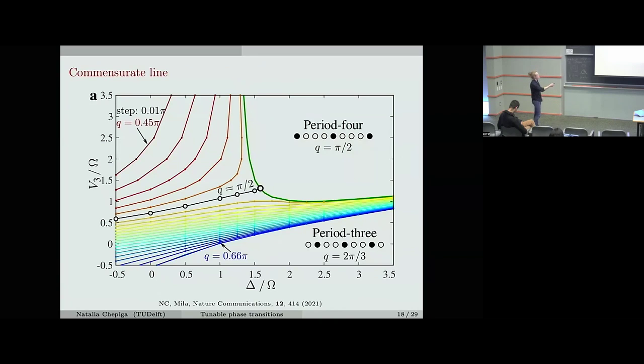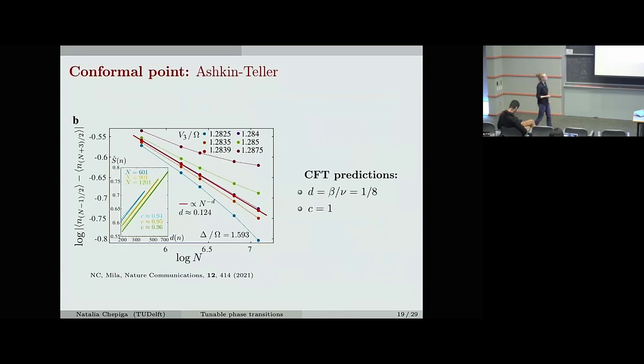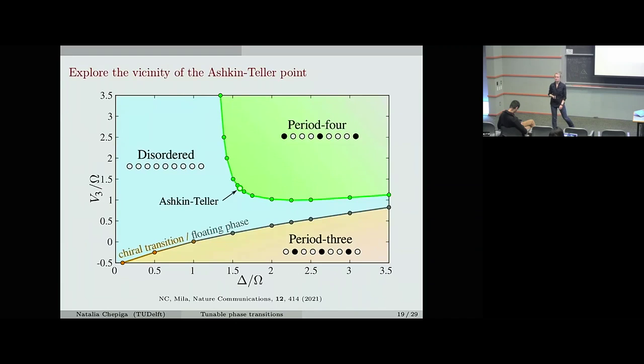Sitting at this crossing point, we measure the scaling dimension of the operator that would be an order parameter for the period 4 phase, and the central charge, the conformal anomaly. Both of them agree with what we would expect for a conformal point here in the Ashkin-Teller universality class. Good? So what we have is an Ashkin-Teller point. Now we start to look around.